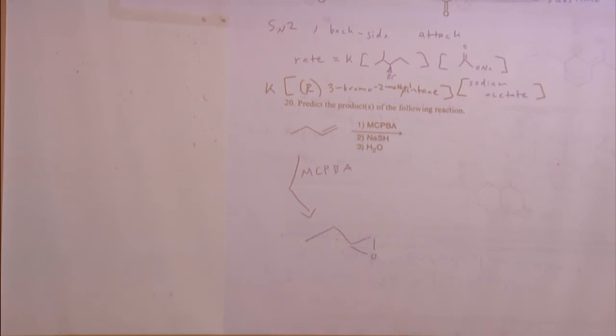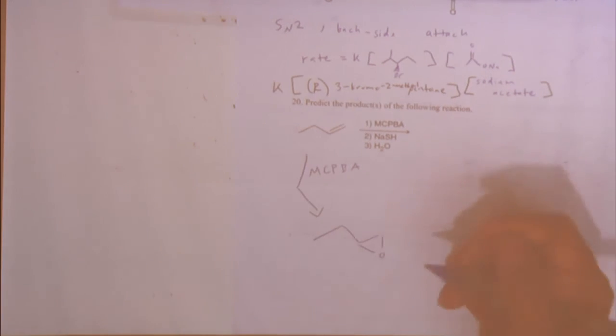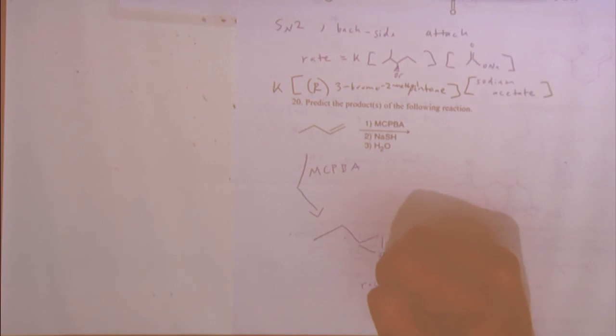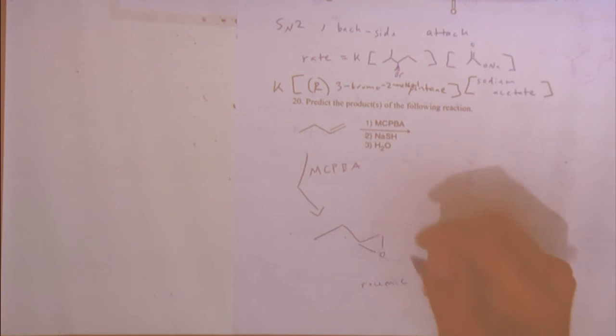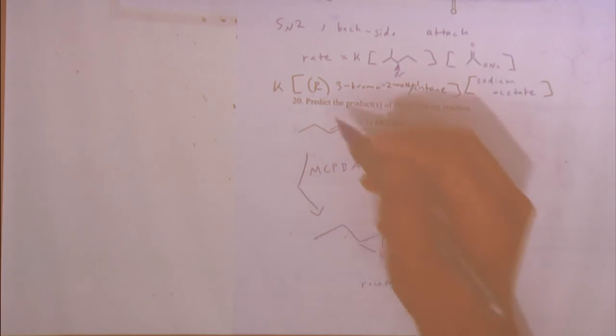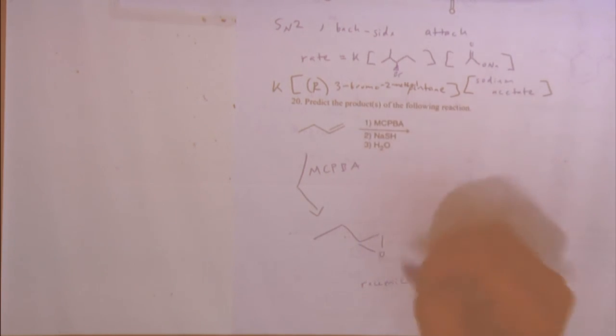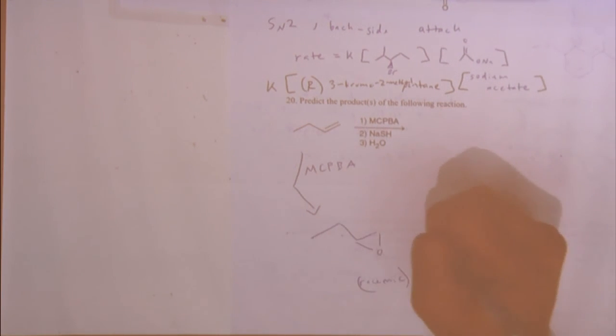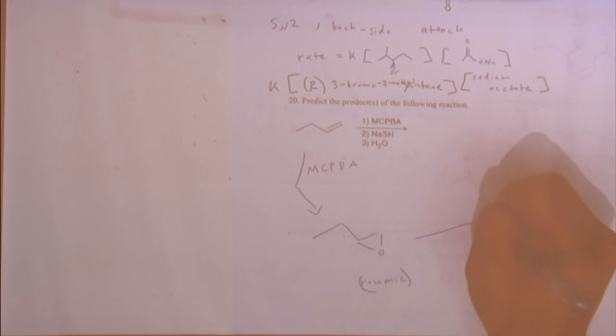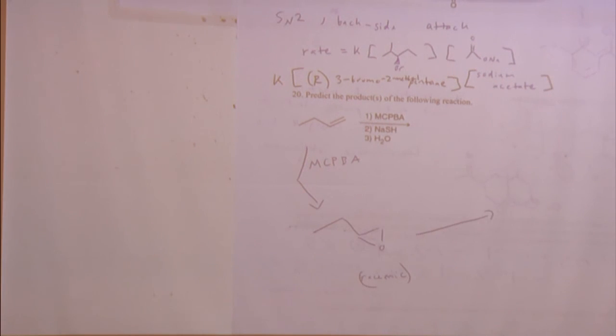Now I generated an epoxide, which is going to be a racemic mixture because the chirality center was formed, which now allows me to introduce a nucleophile.